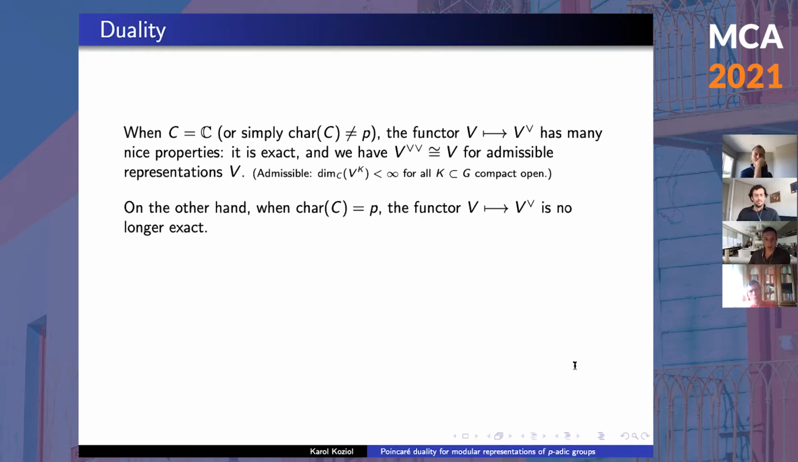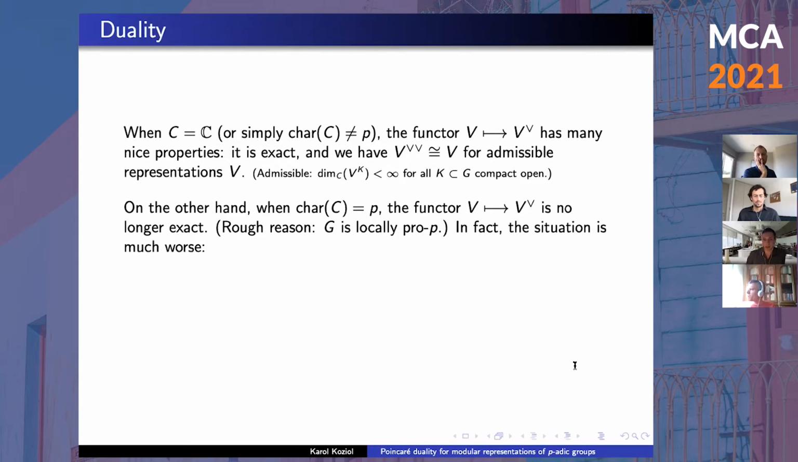Unfortunately, on the other hand, when the characteristic of C is equal to P, which again is the case I care about, this functor of taking the smooth dual is no longer exact. And maybe I'll just give a rough reason why that is. This group G, so again, it's the group of F points of a connected reductive group. Such a group is locally pro-P. So if I take a neighborhood basis of the identity, eventually those neighborhoods are going to be pro-P subgroups. And taking invariance by pro-P subgroups in characteristic P is not an exact operation.